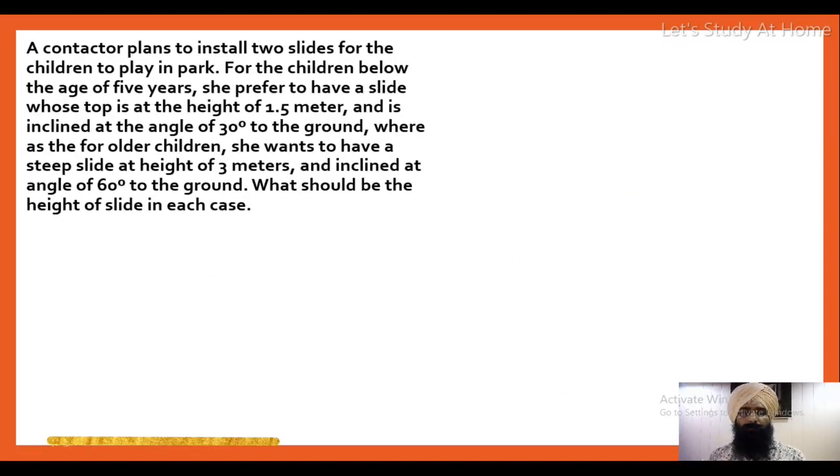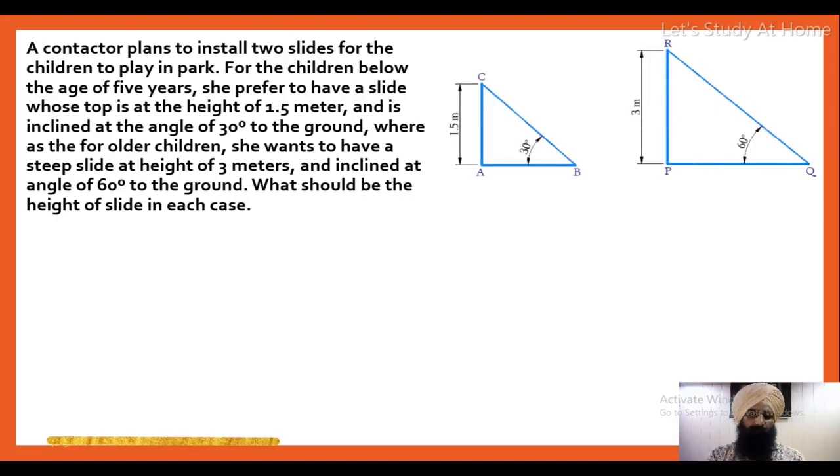Okay, the next question: a contractor plans to install 2 slides. Let's see the diagram. Before watching the diagram, you should firstly draw the diagram yourself if you want to understand it deeply, then your concepts will become even clearer. 1.5 meter height for smaller children, meaning children below 5 years of age, and the angle of elevation, meaning inclined, is 30 degree. For the older children, a 60-degree angle, and the height of the slide is 3 meter.